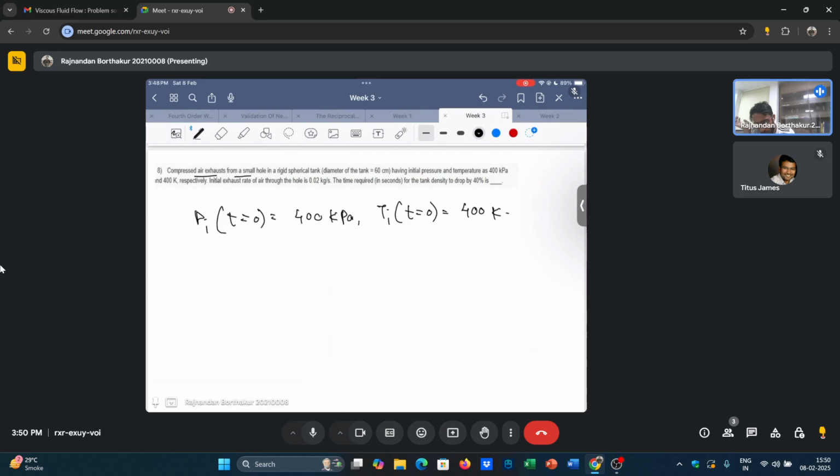It just says that compressed air exhausts from a small hole in a rigid spherical tank. The diameter is given. Initial pressure and temperature, as I already said. The initial mass flow rate of the exhaust air is given to be equal to 0.02 kg per second. That means that at time t equal to 0, you know the rate at which the air is coming out. What they have specifically asked is, what is the time required such that the density of air inside the tank drops to 40%. This is all that they have asked.